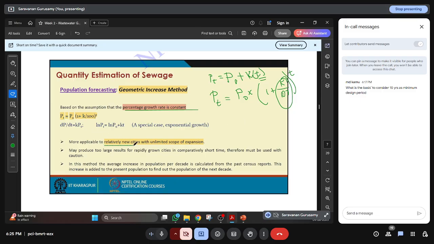Here you have to use this only for new cities which have unlimited scope of expansion. For example, if you take newly developing cities, Trichy is also fully established. Some cities that are growing, like Coimbatore and all, are relatively new cities that have unlimited scope of expansion. Then you can use this geometric increase method.